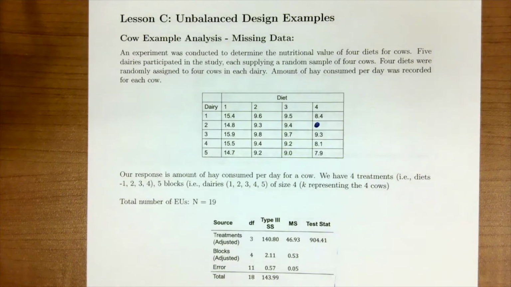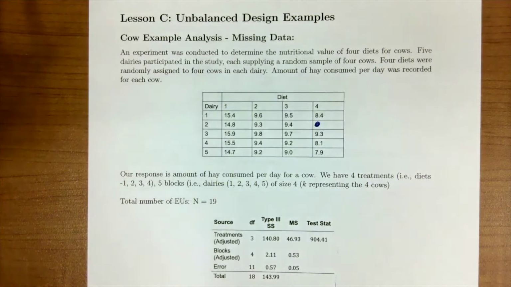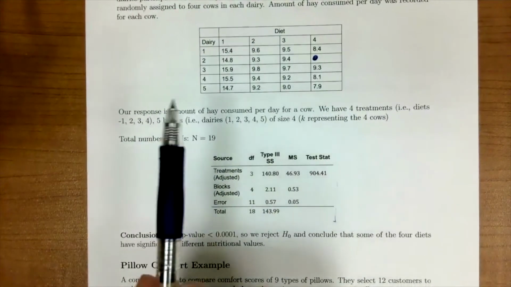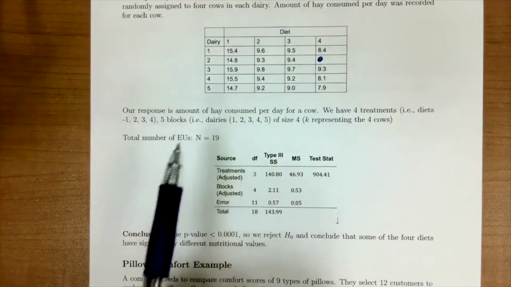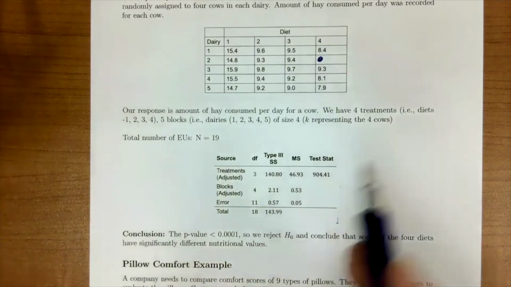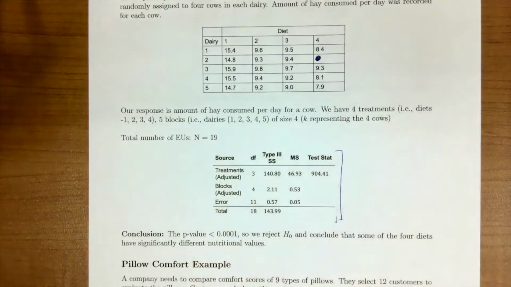With our cow example, just recall that we are looking at comparing 4 diets of 4 cows from 5 different dairies. Our total number of EUs is 19. Let's now go to our software to figure out how we get this ANOVA table.